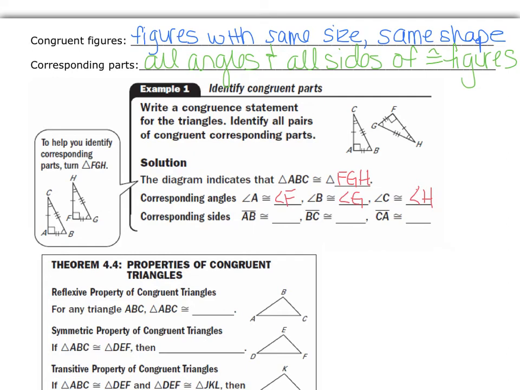Corresponding sides. So side AB you see here has two tick marks, so that's going to be corresponding to FG. BC is to GH. And CA is to HF. Now remember, inside of here, these letters can be switched around. That is okay, because a segment is the same length from the front to the back. Just make sure, and when you're saying, remember this is the congruency statement. That's what this is called, a congruency statement. It has to be in the correct order.